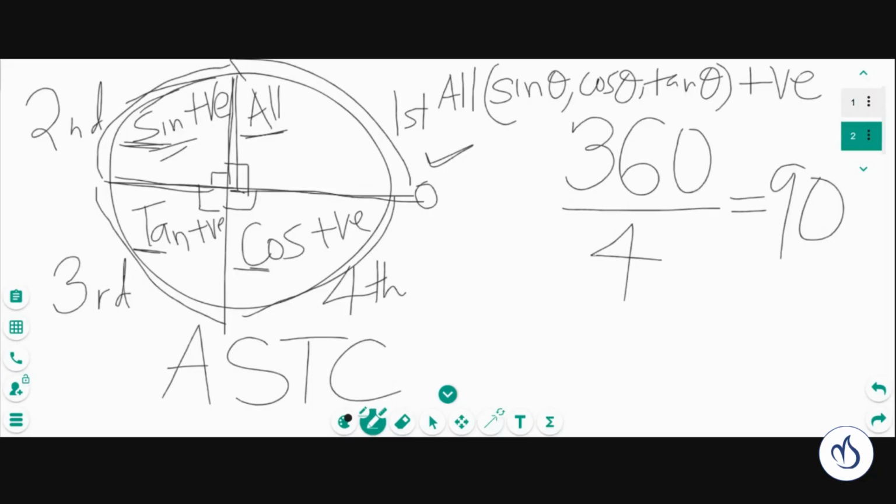If someone says sine of 60, you should know that it's going to be positive. Cos of 60 is positive, even if you don't know the figure. Tan of 60 is positive because all of them are positive between 0 and 90 degrees. If someone says sine of 100, you say, wait, 100 is beyond 90, so it is in the second quadrant. Sine of 100 is positive, knowing that in the second quadrant, sine is positive. In the third quadrant, tan is positive. In the last quadrant, cos is positive.